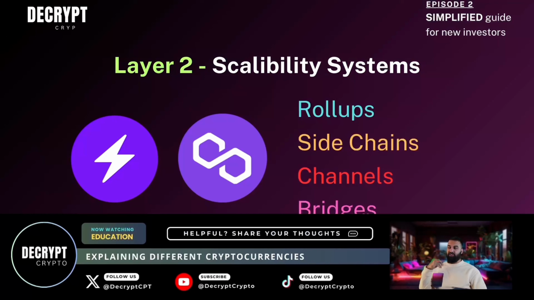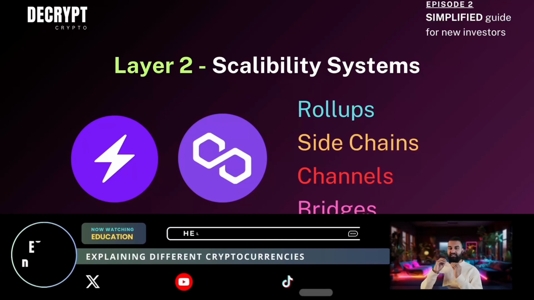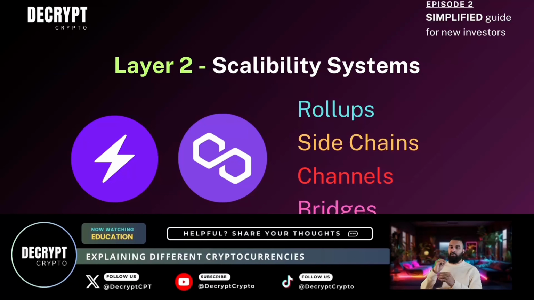What is layer 2? Layer 2 solutions are built specifically to address the speed and scalability of layer 1 solutions. So it's a layer pretty much built on top of the layer 1, and through this layer you can do 4 things. You can roll up, sidechain, channel, and bridge.